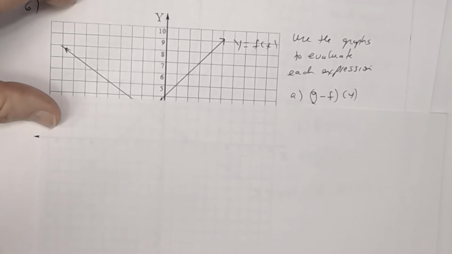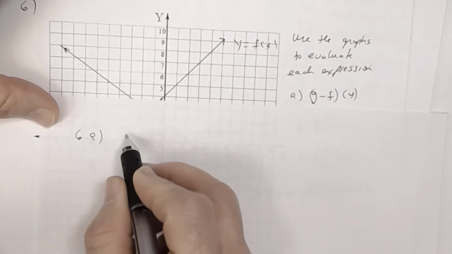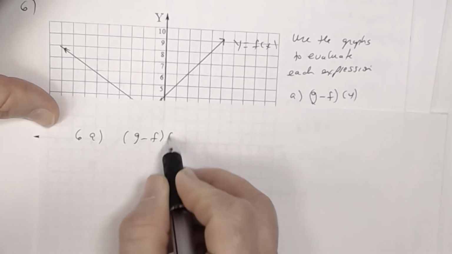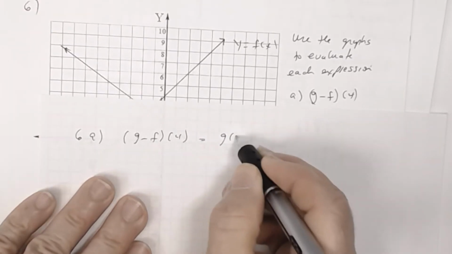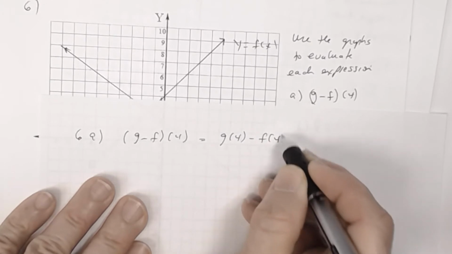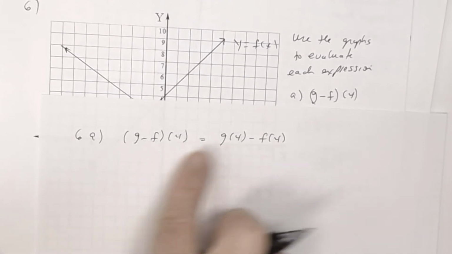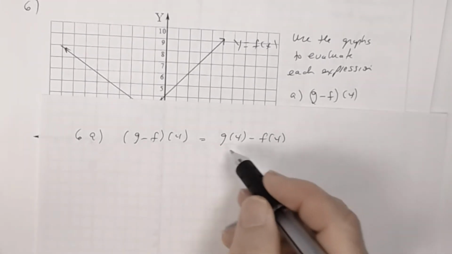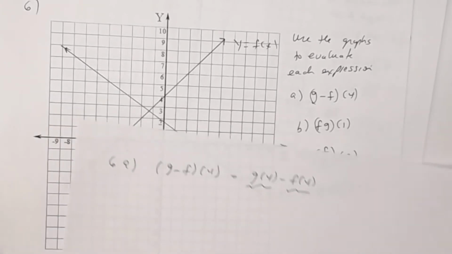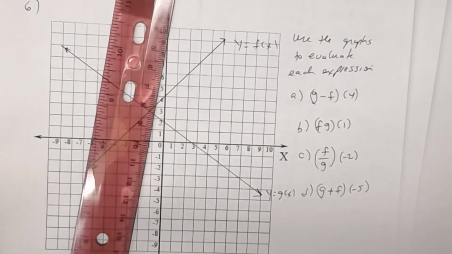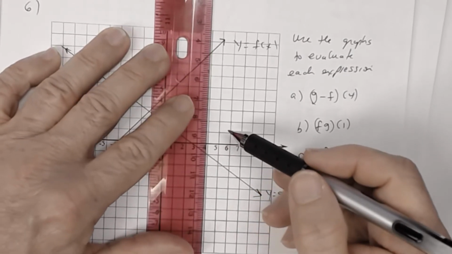So in letter A, this is number 6A, you have g minus f at 4. By definition, that means g of 4 subtract f of 4. I want to evaluate these two functions when x is 4. So I'm trying to find those two y values. I'm going to locate x equal 4, which is here, right here.